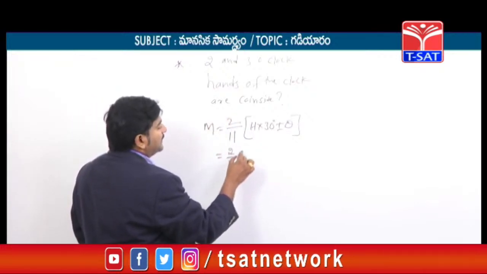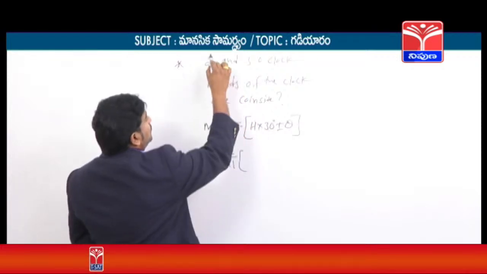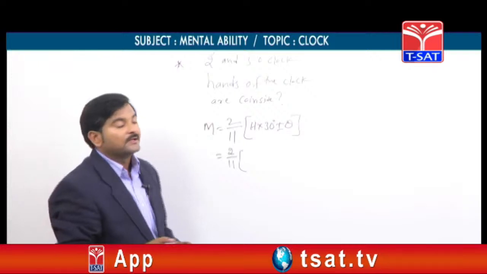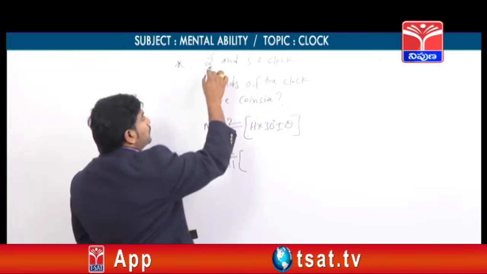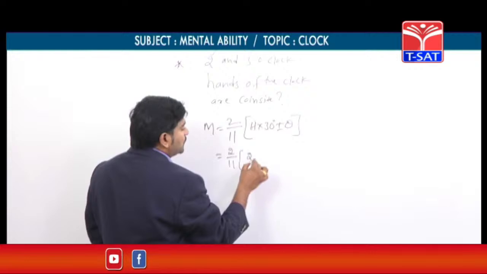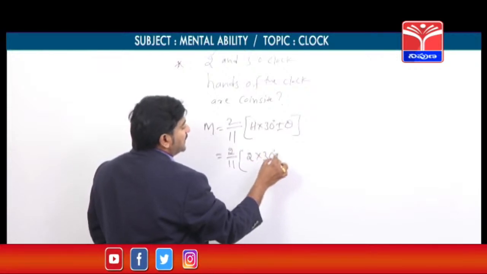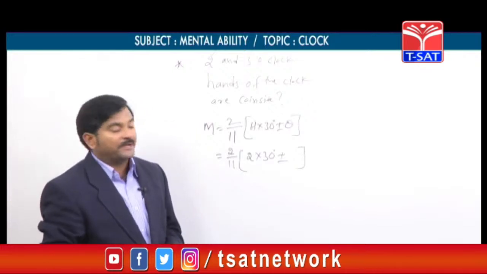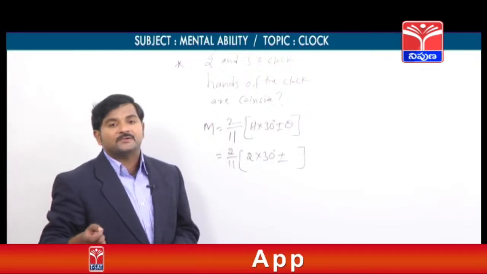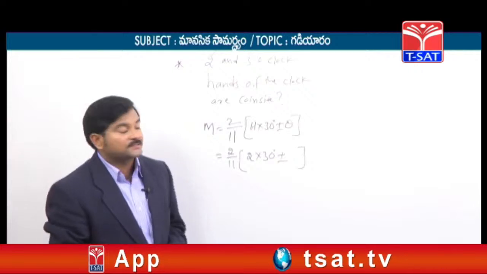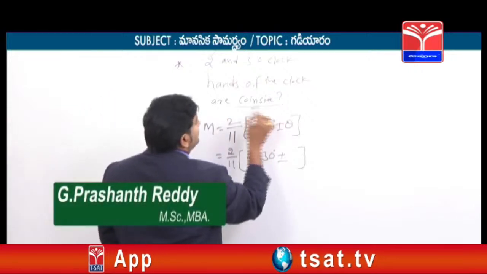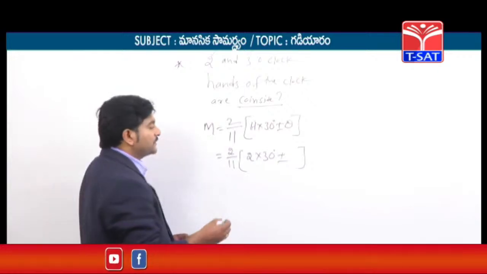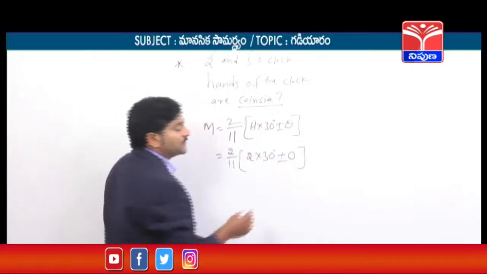So let's now substitute in this formula. 2 by 11 into h. Here you mentioned 2 o'clock and 3 o'clock. What is our starting hour? The starting hour is 2 o'clock. That's why we can take h is equal to 2, into 30 degrees plus or minus theta. What could theta be? It's simple, my dear students. Theta means, as we already know, the angle between the two hands. This is the concept of coincide. When two hands coincide, the angle between them is equal to 0. That's why here we can simply take 0 degrees.